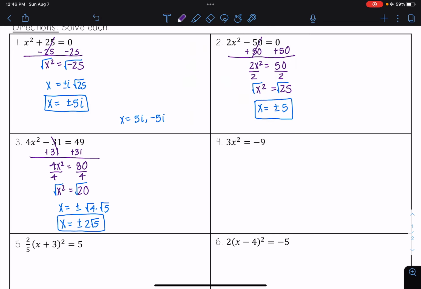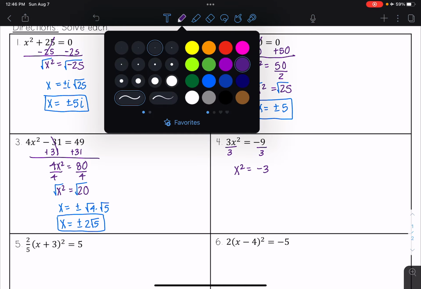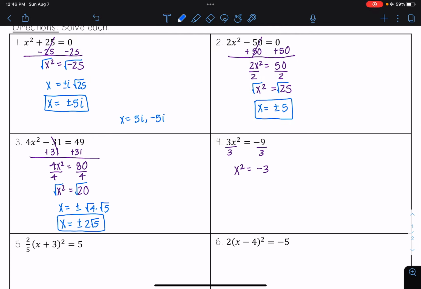Okay, let's look at one more for this video. Here I have 3x squared is equal to negative 9. My first step here is I need to divide both sides by 3. And so I get that x squared is equal to negative 3. And then to get rid of that square term, I need to take the square root of both sides because the square root is the inverse of the square.